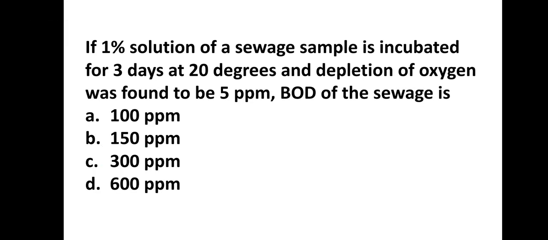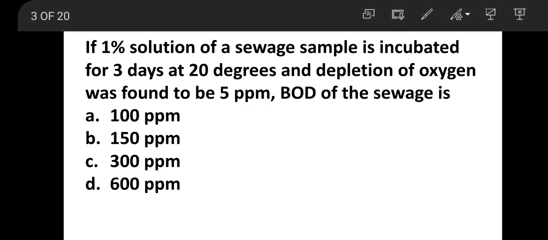Question number 3. If 1% solution of a sewage sample is incubated for 3 days at 20 degrees centigrade and the depletion of oxygen was found to be 5 ppm, then the BOD of the sewage. So as you all know that the BOD formula is DO initial minus DO final into dilution ratio. So here the DO initial minus DO final is 5 ppm as given here. The dilution ratio is 1%, so 100 by 1. So if you multiply that, actually here if you take it as 3 ppm, then the answer will be 300 ppm. Okay, that was given in the paper, right?